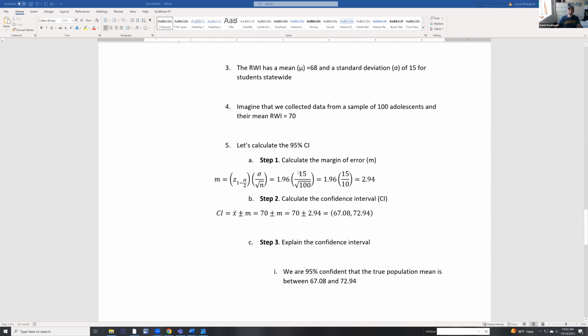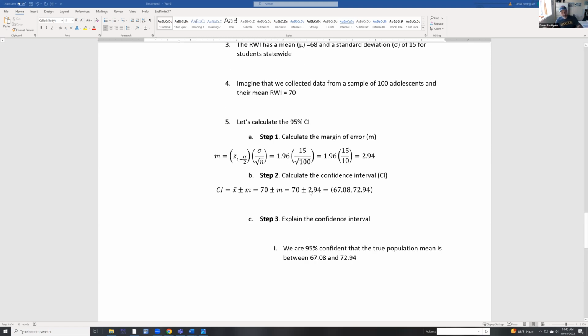So step one, we calculate the margin of error, right? The margin of error, we have Z 1 minus alpha over 2. We just did that, and we found it to be 1.96. We have our standard error, sigma, and I gave you sigma was 15. I said there was 100 students, so square root of 100. I try to make this as easy as possible on both of us. So it's 1.96 times, well, 1.5, right? 15 divided by 10, we get 2.94. So that's our margin of error.